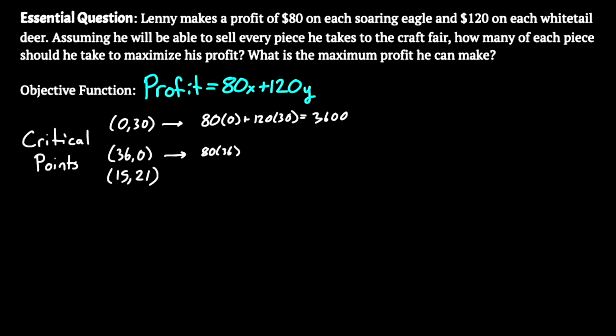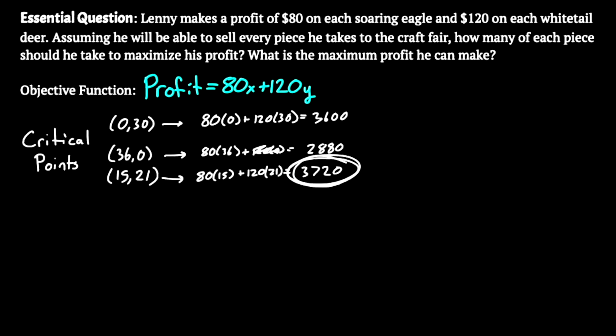The next one would look like 80 times 36 plus 120 times 0, so this just cancels out. And 80 times 36 is 2,880. For the last one, we've got 80 times 15 plus 120 times 21. And if you type that in your calculator, you get 3,720. So of these three numbers, the biggest is obviously 3,720. That's the maximum profit we can make. So we answered that question.